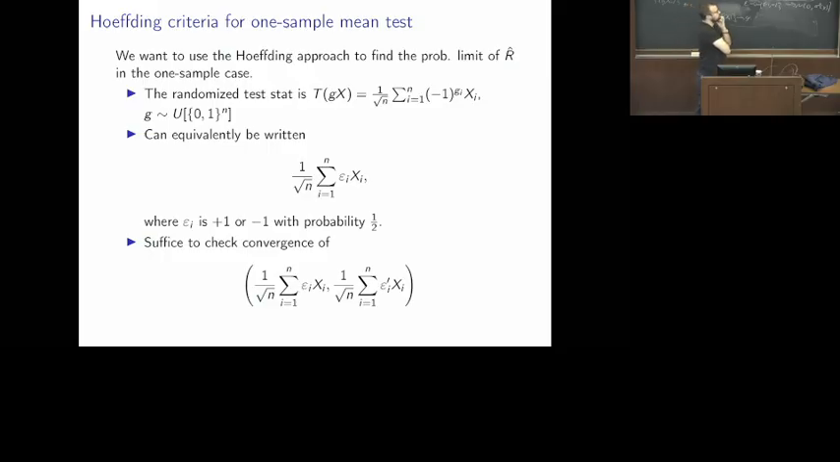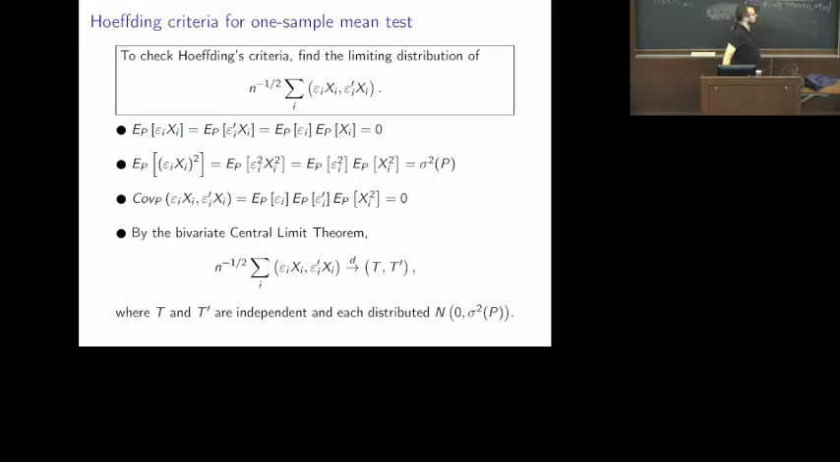convergence via the Hoeffding criteria? So we've argued I can rewrite my test statistic as sum of xi times this epsilon i that's plus or minus 1 with probability 1/2. And now I need to check the Hoeffding criteria. So if I draw the epsilon for the second test statistic independently, can I show that this converges to identically distributed independent test statistics? So for the marginals, it's easy.